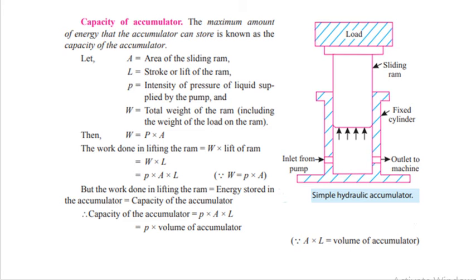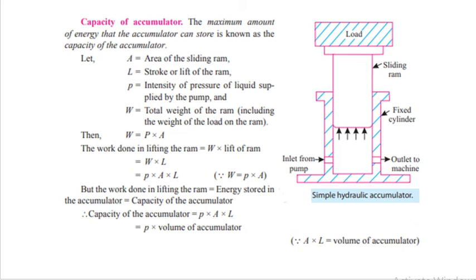Now I will discuss the capacity of the accumulator. So what is the definition? The maximum amount of energy that the accumulator can store is known as the capacity of the accumulator. So we need to calculate the maximum amount of energy that the accumulator can store. If capital A is the area of the sliding ram, L is the stroke or lift of the ram, small p is the intensity of pressure of liquid supplied by the pump, and capital W is the total weight of the ram including the weight of the load on the ram.